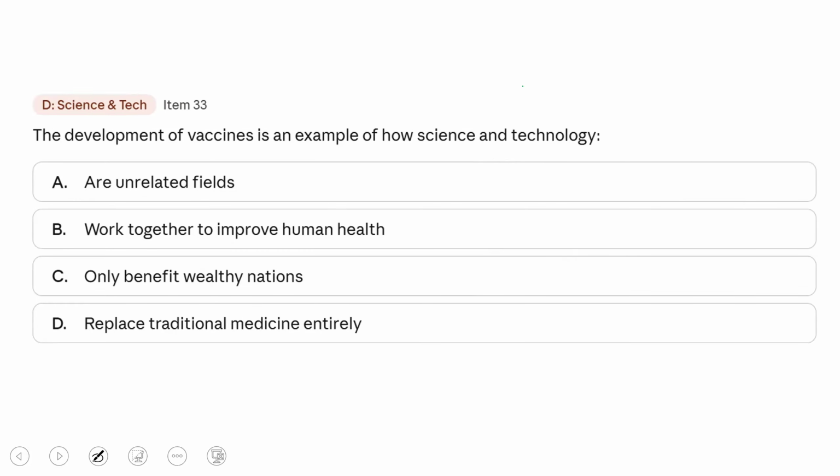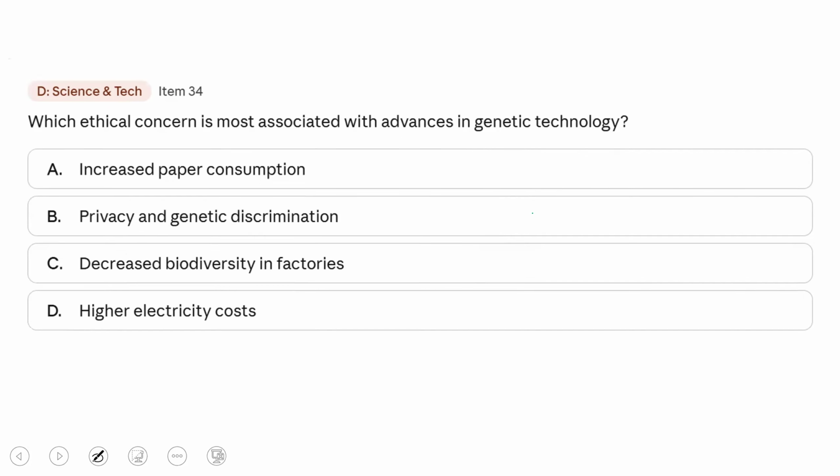And then the development of vaccines is an example of how science and technology, what's your answer? A, B, C, or D? The answer here is letter B, work together to improve human health. Okay. Next one. Which ethical concern is most associated with advances in genetic technology? Is it A, B, C, or D? So the answer is letter B, privacy and genetic discrimination.